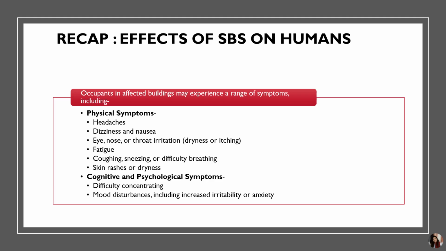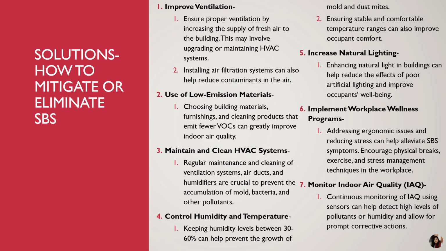and anxiety. So how do we solve this in a more technical aspect, and when we know some standards like GRIHA or some standards based on BIS? So what are those? Let us find out. So first of all, we can improve the ventilation, use low emission materials, maintain clean HVAC systems, control the humidity and temperature, increase natural lighting, and create wellness programs and monitor air quality.